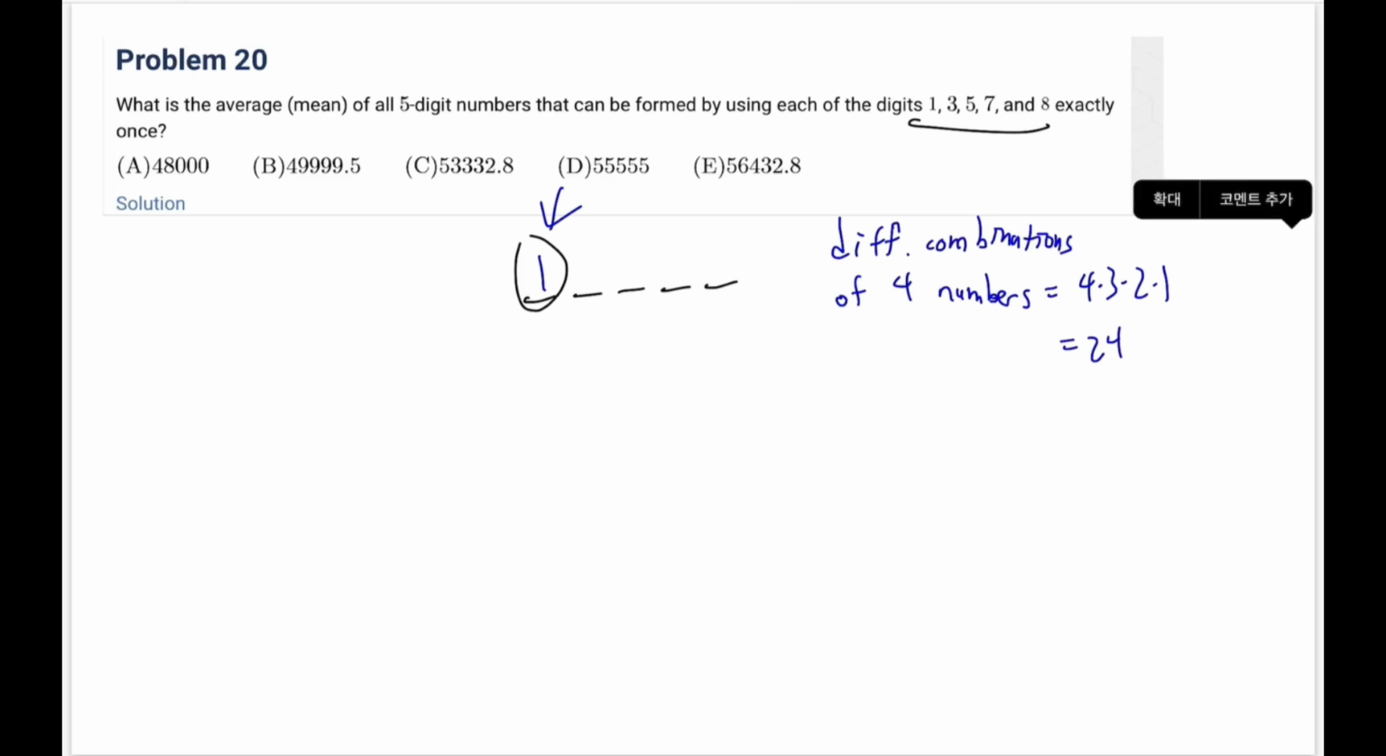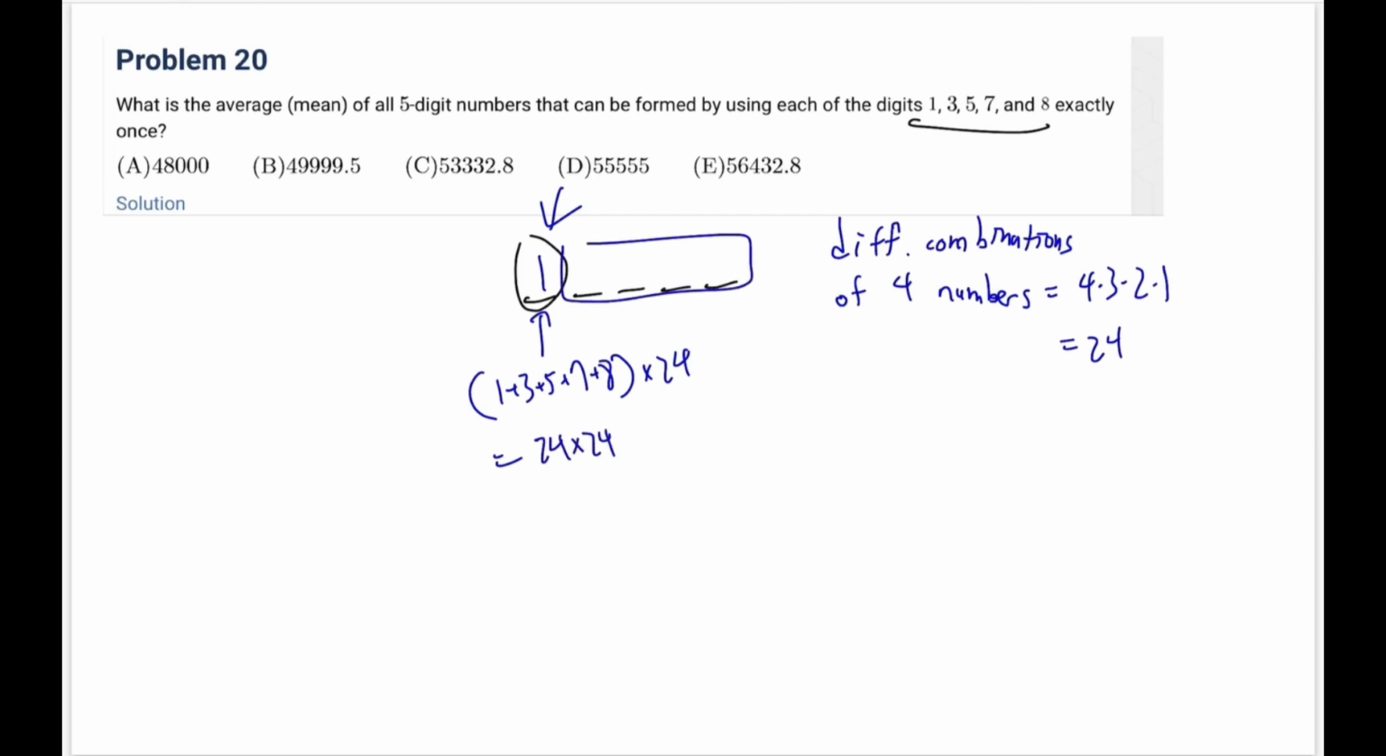So the number that's possible is 24, and so this would be for the 1s, 10s, 100s. So for the 10,000s place, it will be 1 plus 3 plus 5 plus 7 plus 8 multiplied by 24, right? Times 24. And then, since this itself is 24, this is 24 times 24.